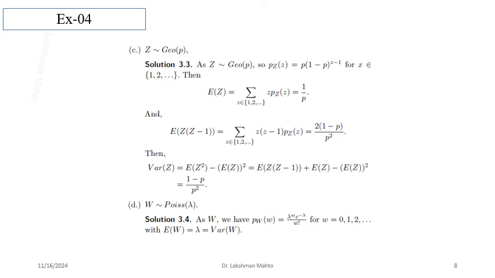Here we will see that the expectation takes a very interesting form, where a geometric sum will come. We have to find the weighted sum of z. The weight is provided by the corresponding probability mass function, that is p into 1 minus p to the power z minus 1. So it is a geometric sequence, and we are performing the sum of a geometric series.